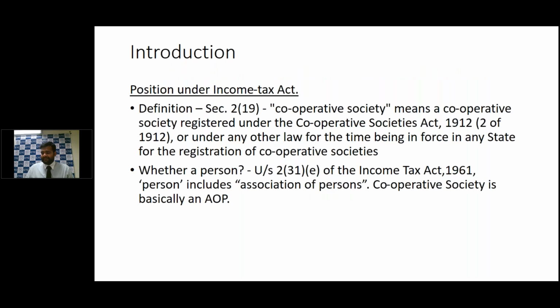Cooperative society has been defined under the Income Tax Act under Section 2(19). They say cooperative society means a cooperative society registered under the Cooperative Societies Act 1912 or under any other law for the time being in force. Whether a cooperative society is a person under the Income Tax Act, yes, because they fall under the category of association of persons.